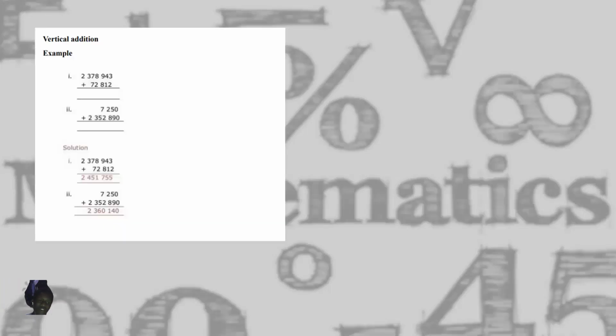This is an example of vertical addition. Now we arrange the numbers in a vertical line, and we align the place values of each corresponding number. 3 with 2, these are the corresponding numbers in the place value ones, 4, 1, like that, so on and so forth. So these are the examples, you go through them.